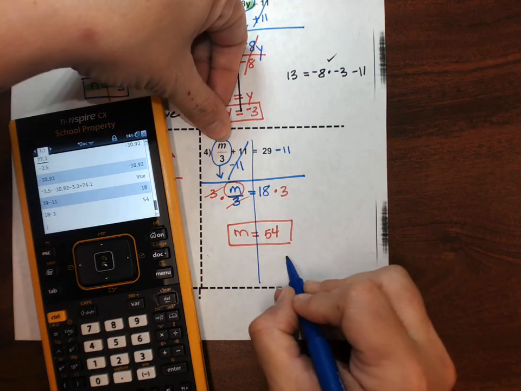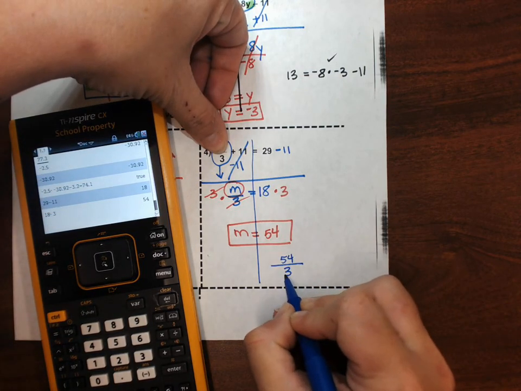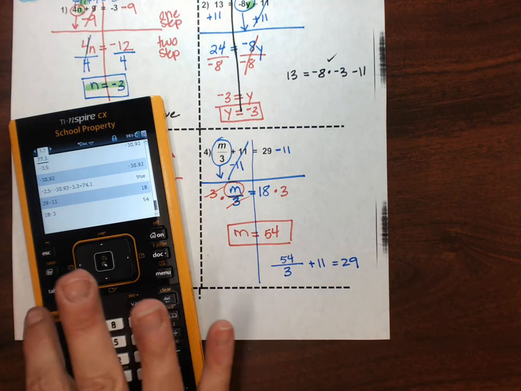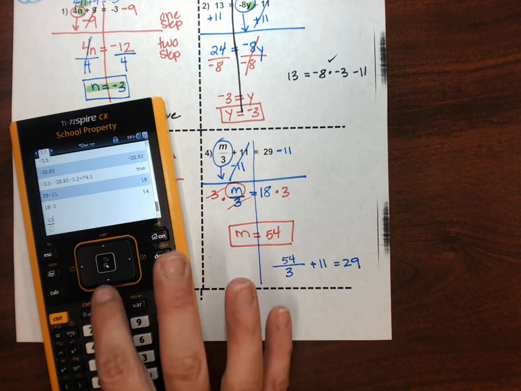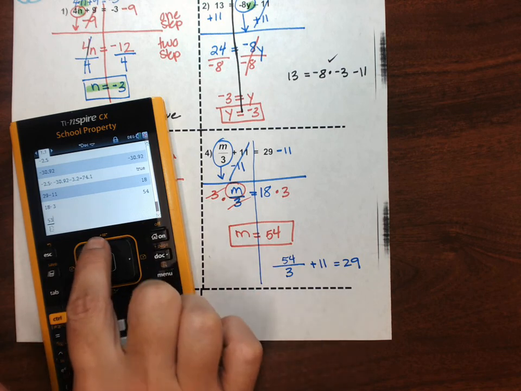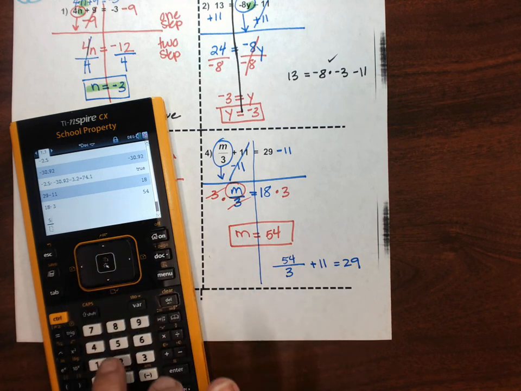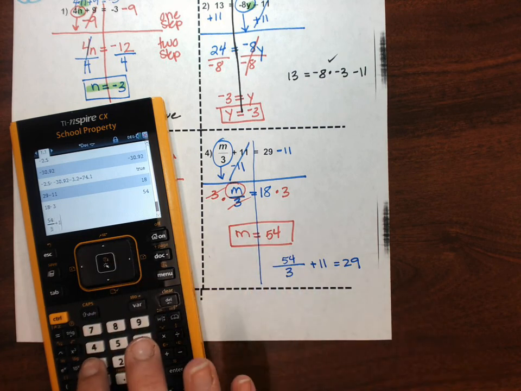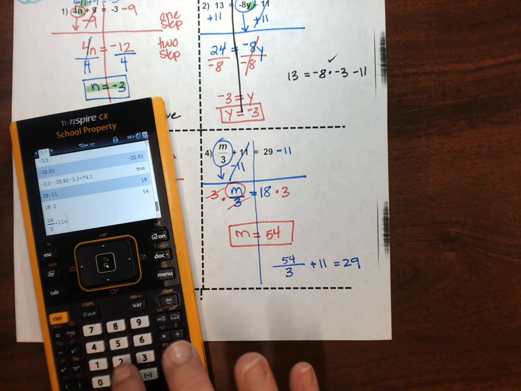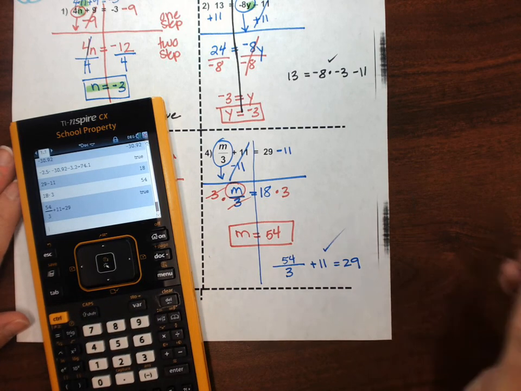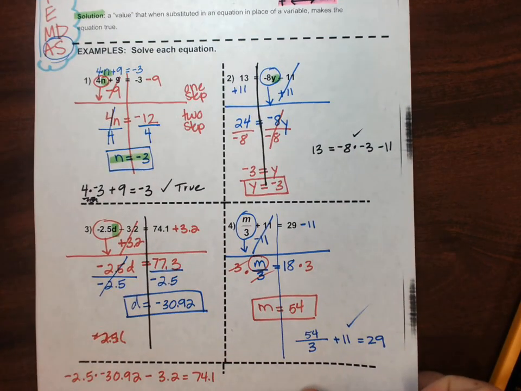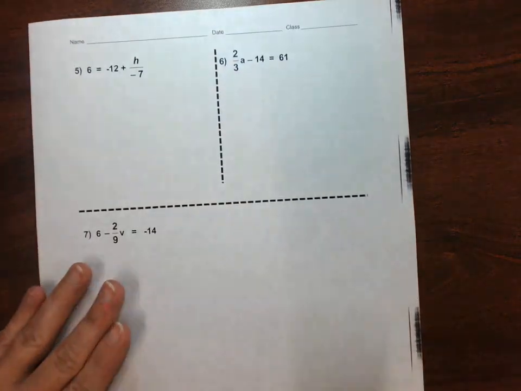Okay, so we'll go plug in. We'll say 54 divided by 3 plus 11. Does that equal 29? 54 divided by 3. See how I arrow out? Make sure you're arrowing out. Equals 29. True statement. You can pause that if you need to get any of those. I'm going to move on. We've only got 3 more to do here.